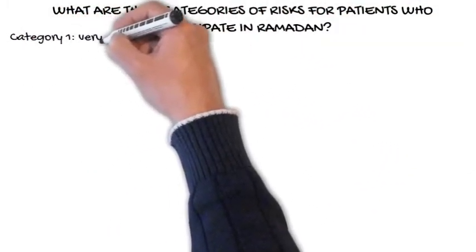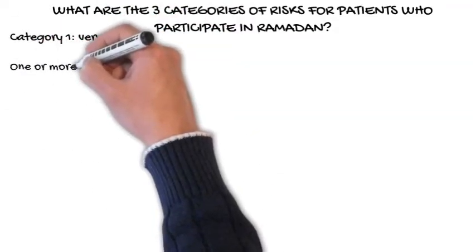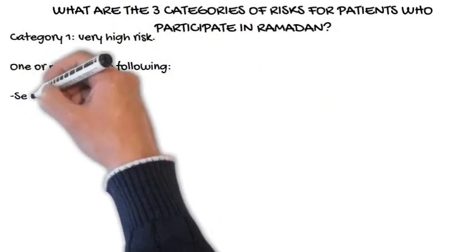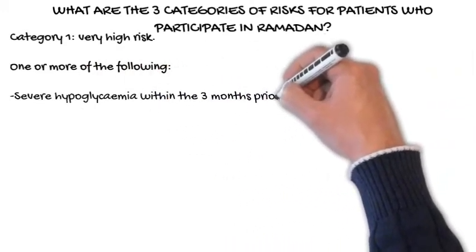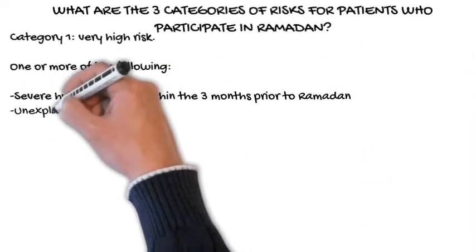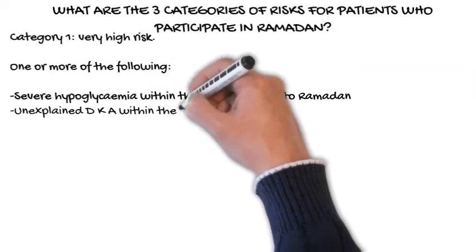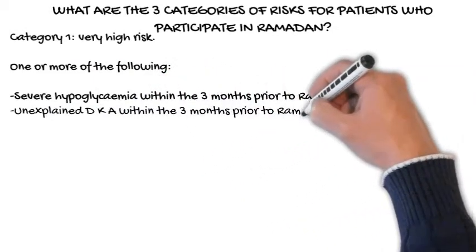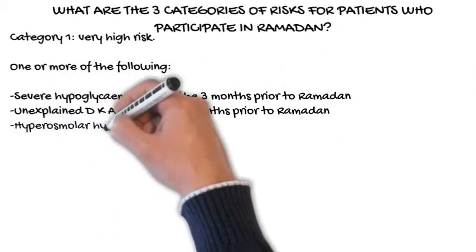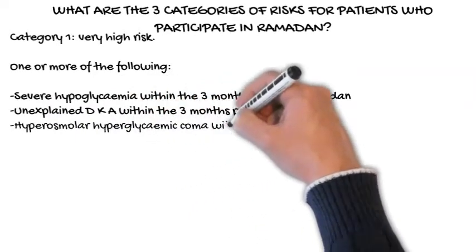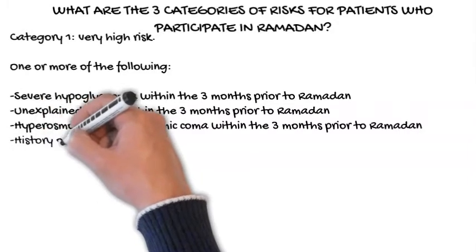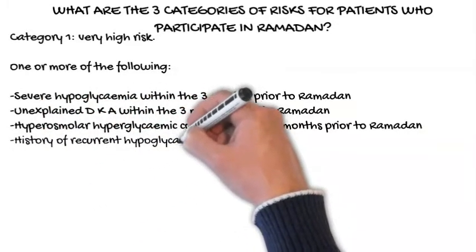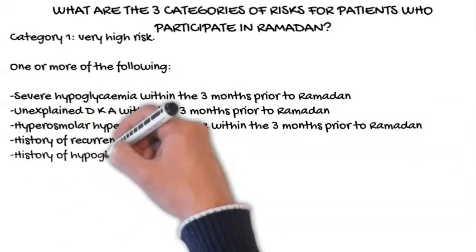Category 1. Very high risk. One or more of the following. Severe hyperglycemia within the 3 months prior to Ramadan. Unexplained DKA within the 3 months prior to Ramadan. Hyperosmolar hyperglycemic coma within the 3 months prior to Ramadan. History of recurrent hypoglycemia. History of hypoglycemia unawareness.